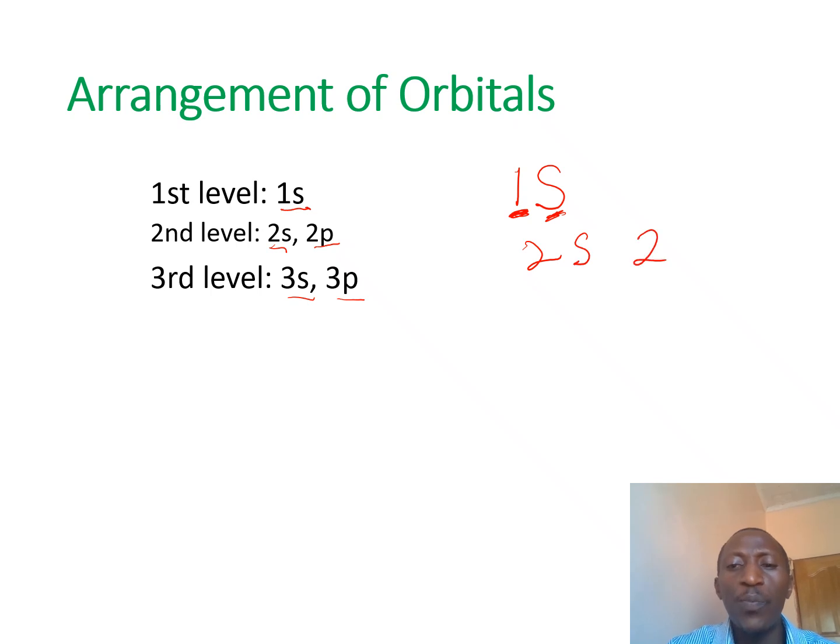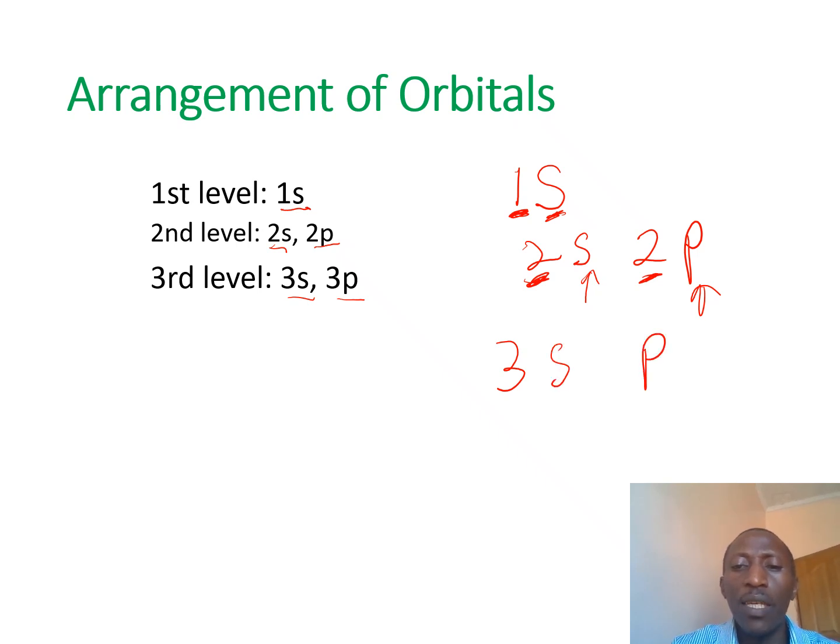2s and 2p means that in the second energy level, there are orbitals s and p. In the third energy level, we have s and p, so we have 3s and 3p. The 3 here denotes energy level 3 with orbitals s and p. So that is very, very important.